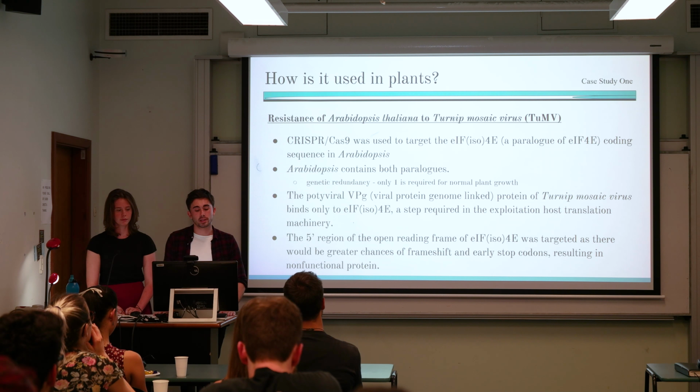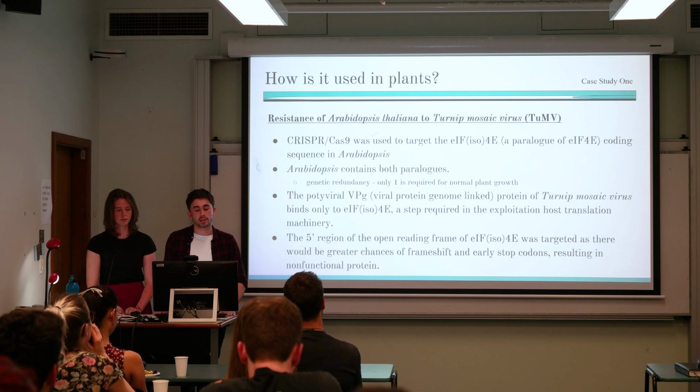So first of all, Arabidopsis plants were transformed by floral dipping containing Cas9 and the guide RNA, as well as a BASTA resistance gene. BASTA is a herbicide. Next, transformed plants were selected for by spraying with BASTA. This killed off any non-transformed plants. Following this, a T7 assay was used to identify plants with a mutated EIF ISO 4E gene, indicating active CRISPR-Cas9 activity.